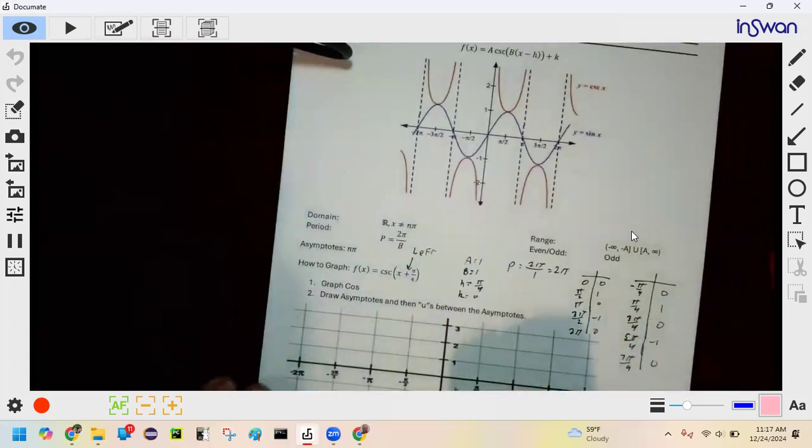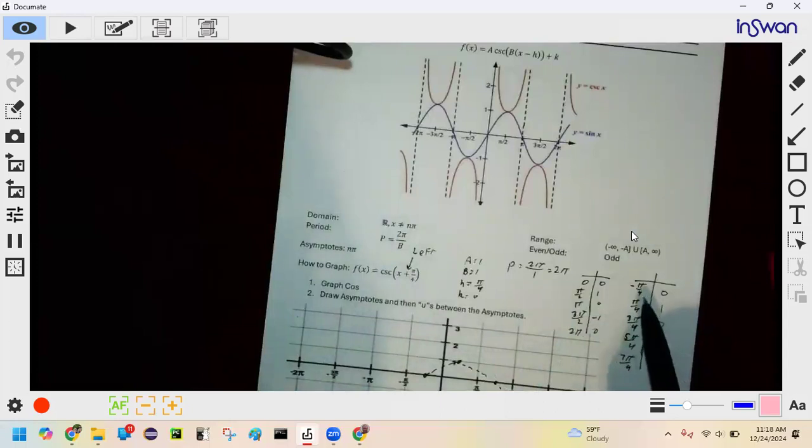So let's graph that. Negative pi over 4, 0. Positive pi over 4, 1. 3 pi over 4, 0. 5 pi over 4, negative 1 is right there. And 7 pi over 4, 0. So that is the sine graph right there.